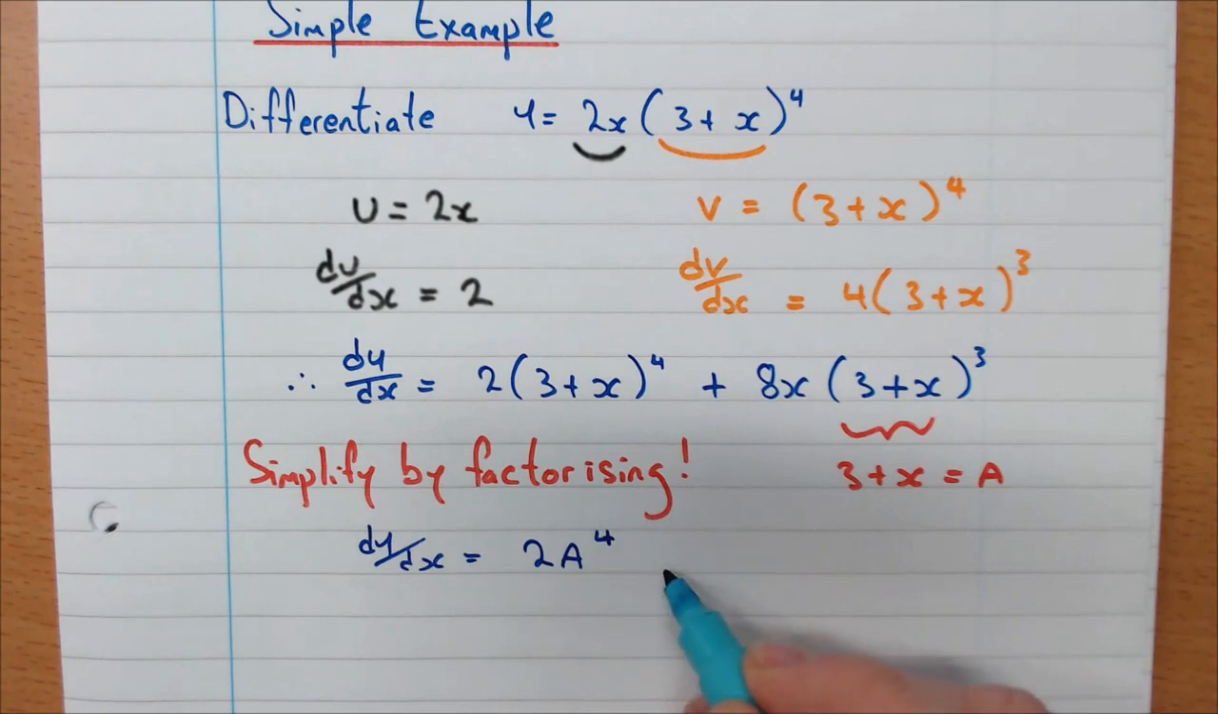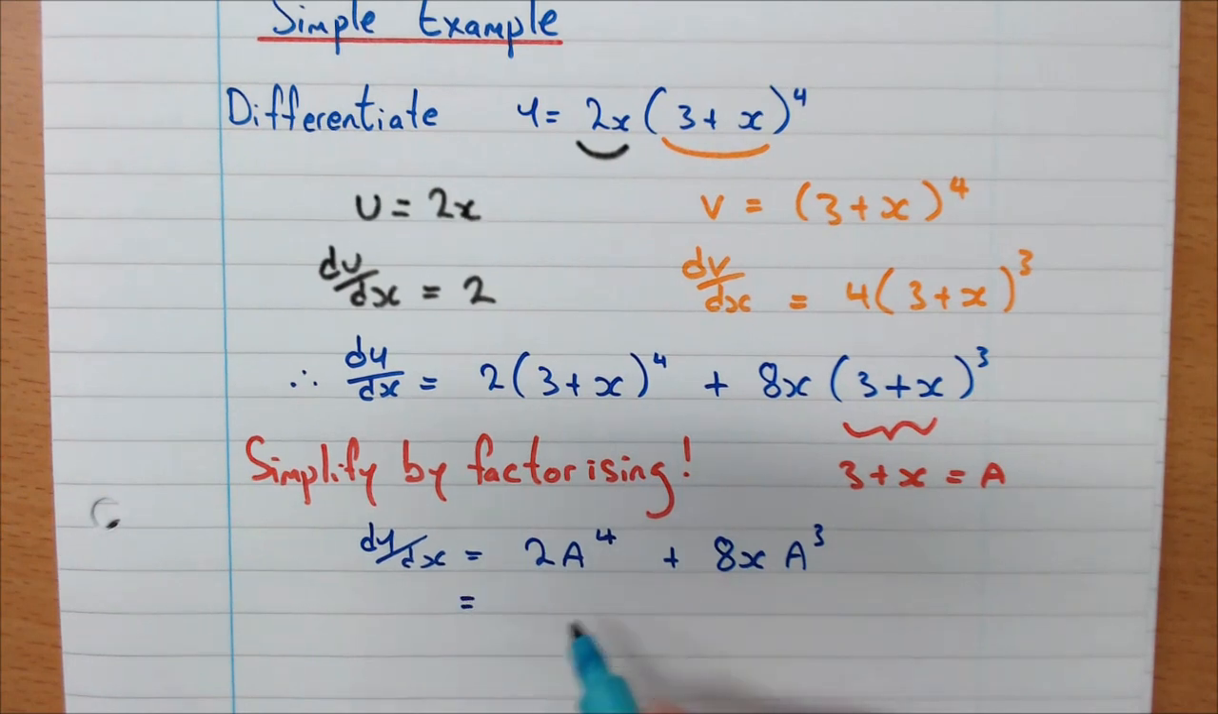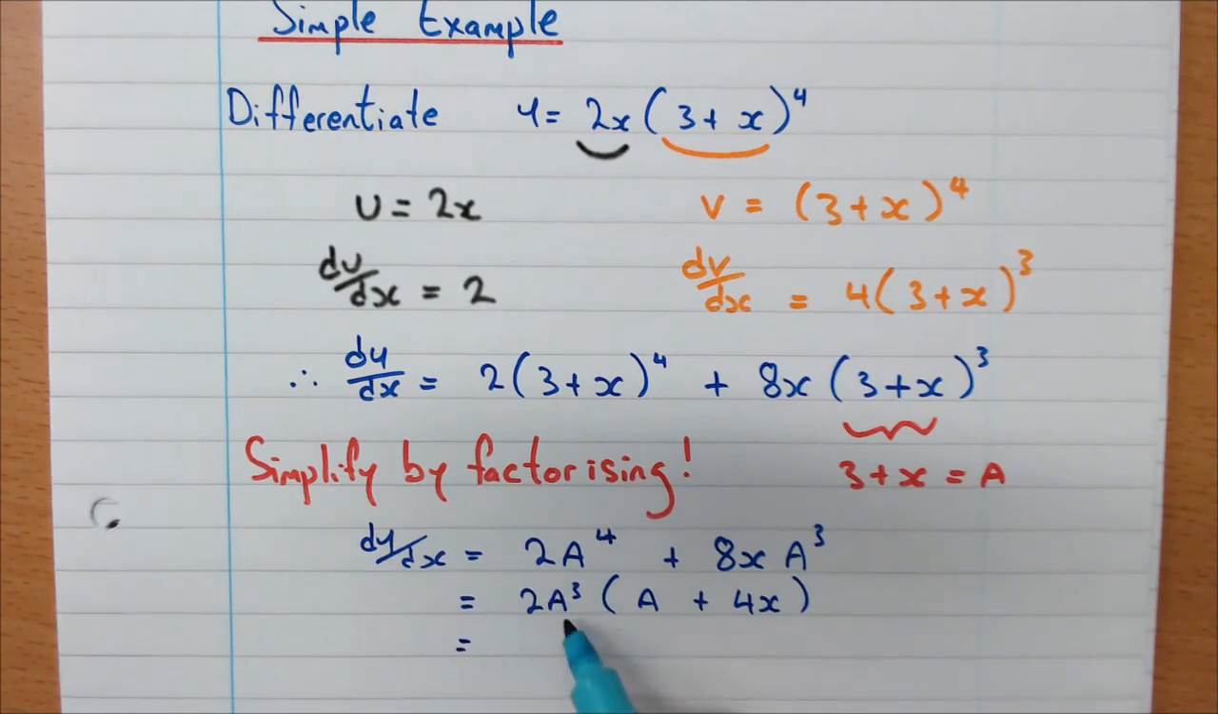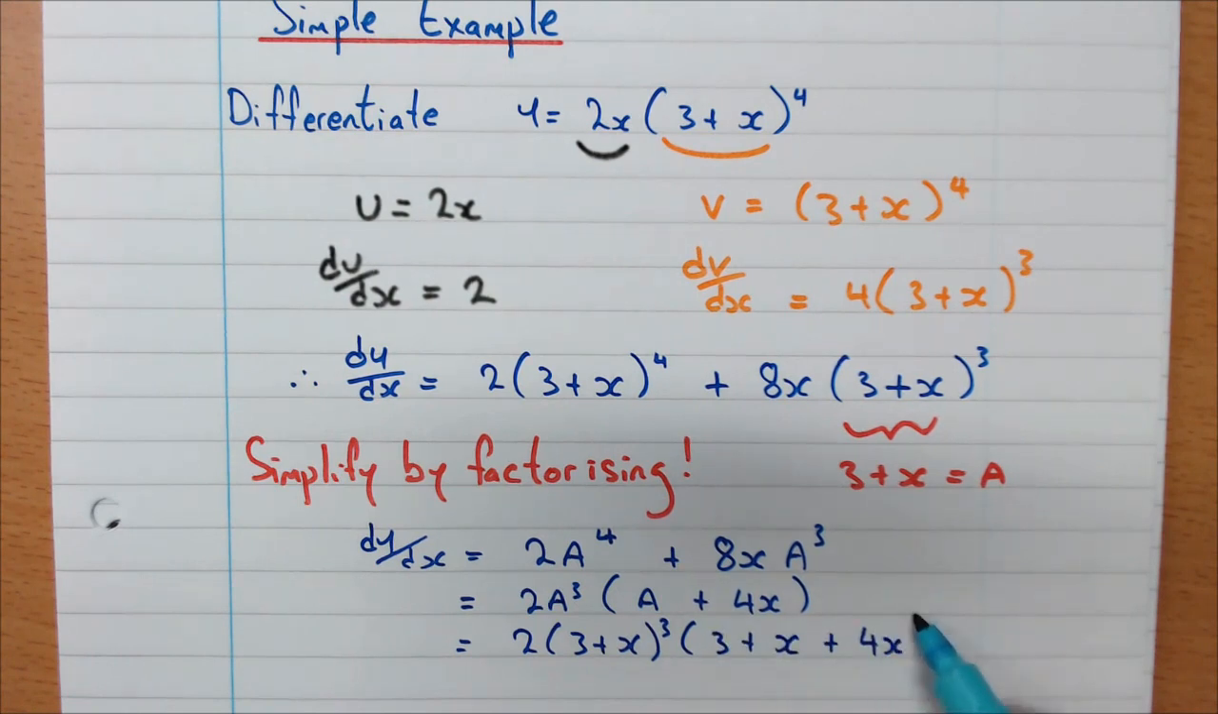Then my first term becomes 2a to the power of 4 plus 8x times a to the power of 3. Now that's easy to factorize. They have a factor of 2 and a cubed in common. If I take out 2a cubed, what's left is a plus 4x. At this point, substitute 3 plus x back in for a. So 2a cubed becomes 2 times (3 plus x) cubed. And in my bracket, a plus 4x becomes 3 plus x plus 4x, the 3 plus x being, of course, a.